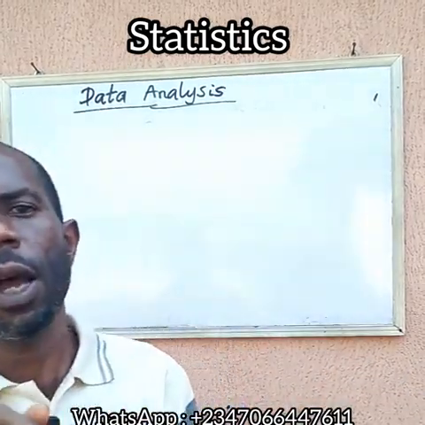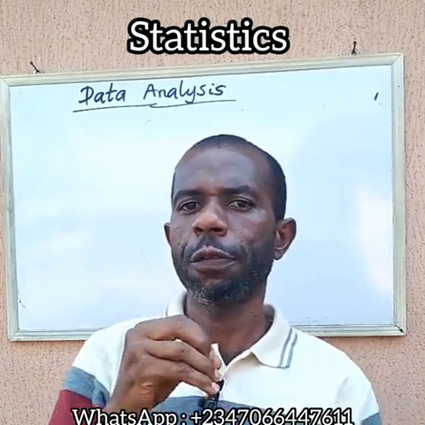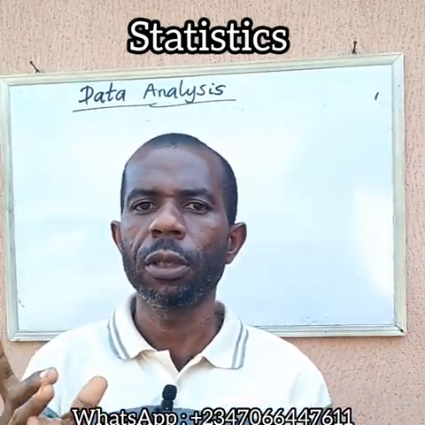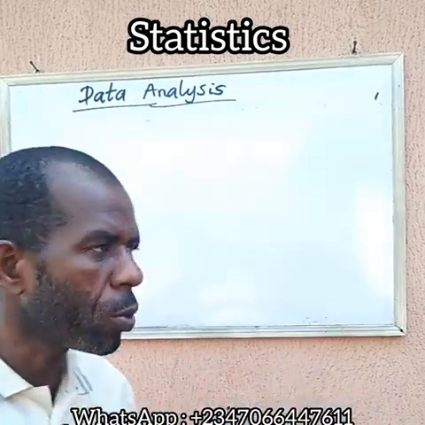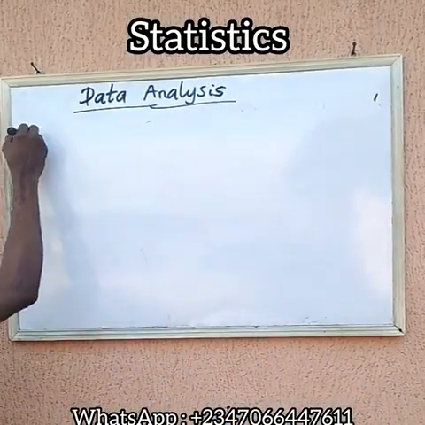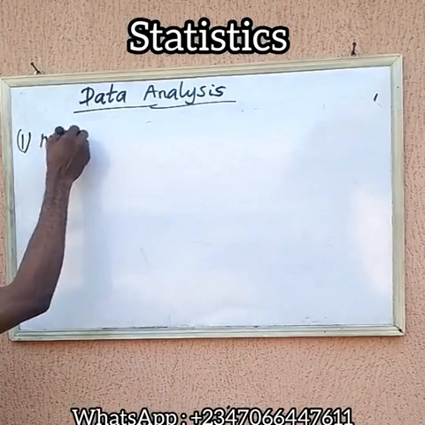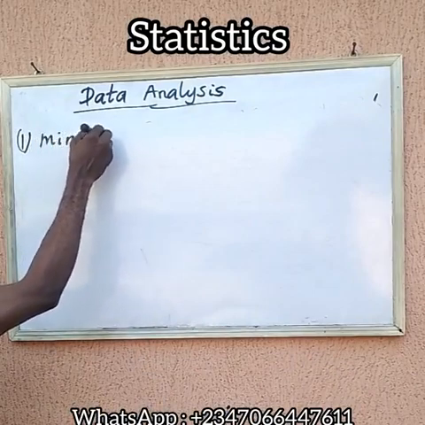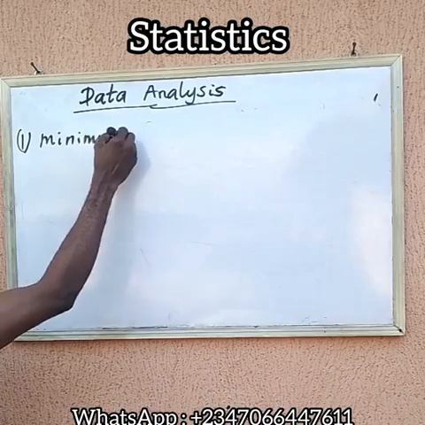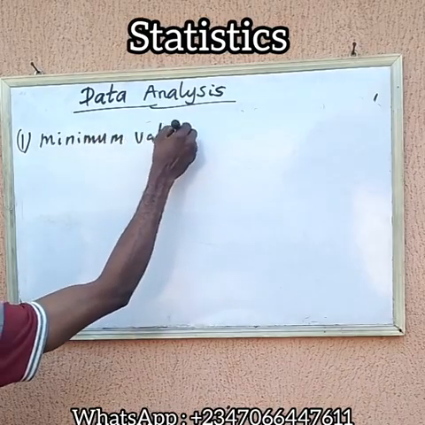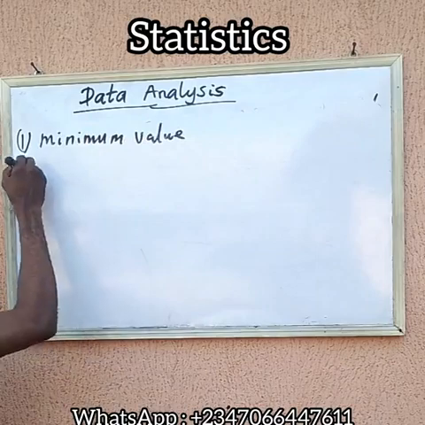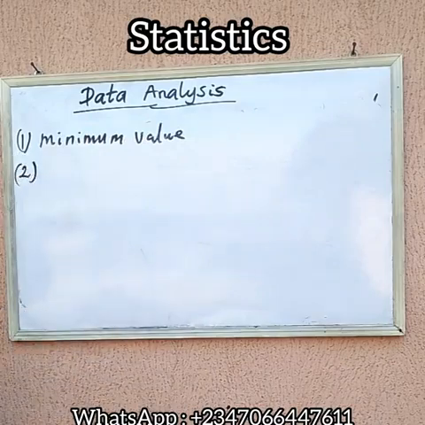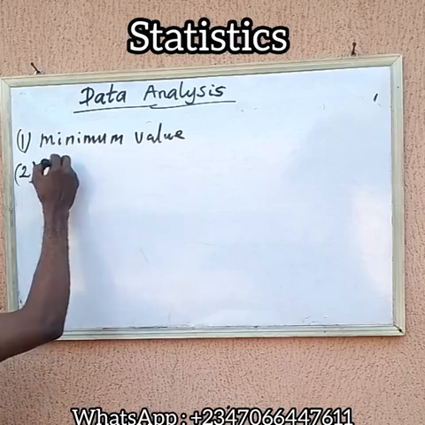Now, in every data, when we want to look at the 5-number summary, the first number we are going to look at is the minimum value. That is the minimum value of that data. Then number 2, what you are going to look at is the median.